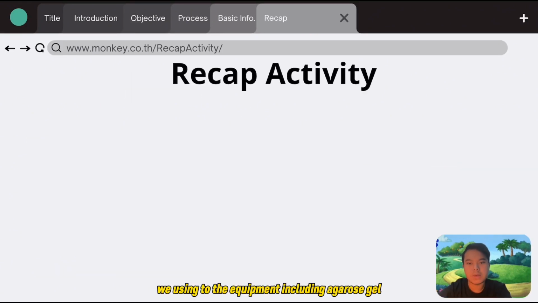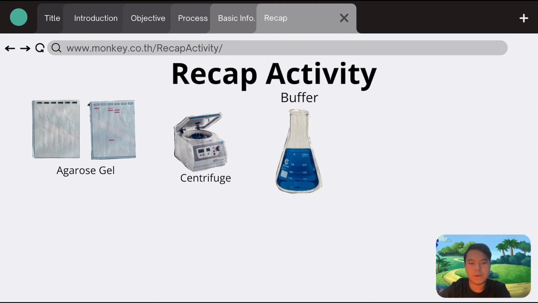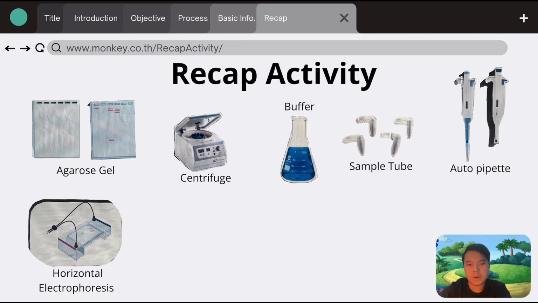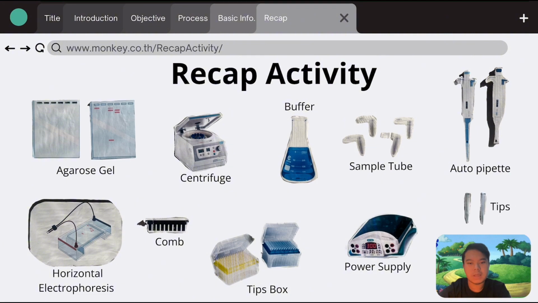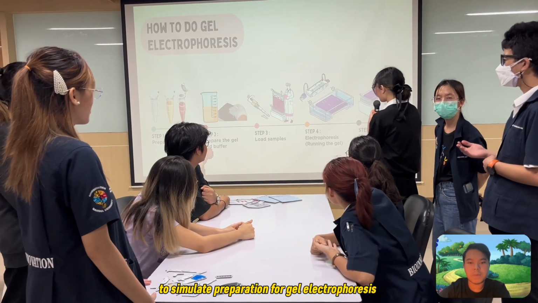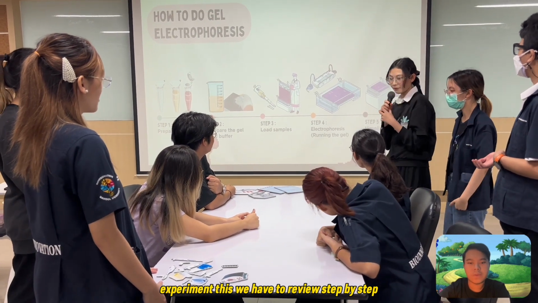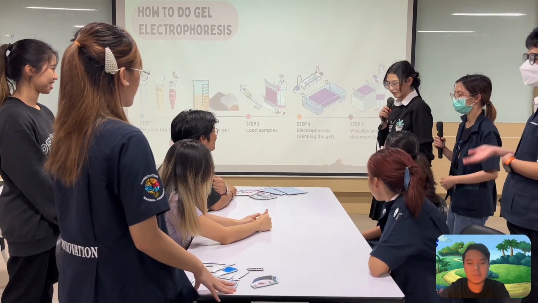For the recap activities, we use the equipment including agarose gel, centrifuge, buffer, sample tube, autopipette, horizontal electrophoresis, comb, tip box, power supply, and tips to simulate preparation for the gel electrophoresis experiment, in which we have to review step by step how to do the gel electrophoresis.